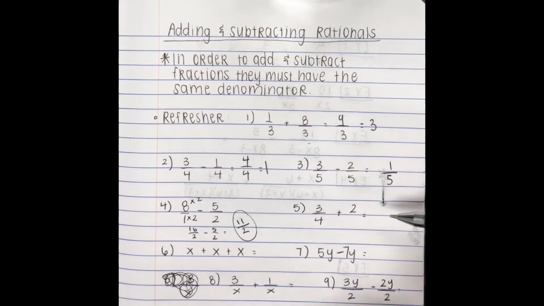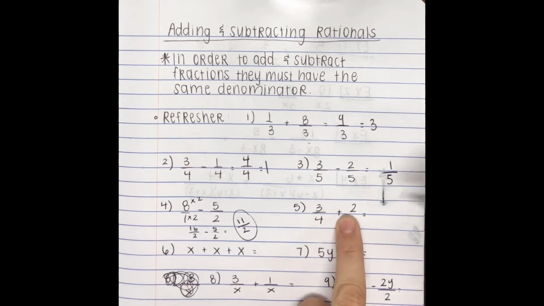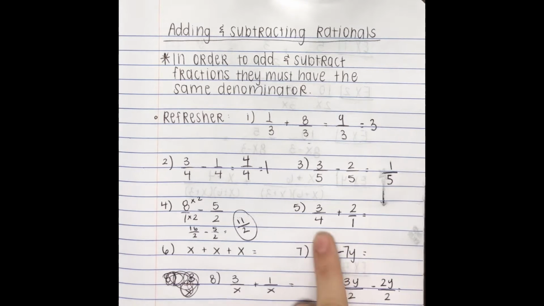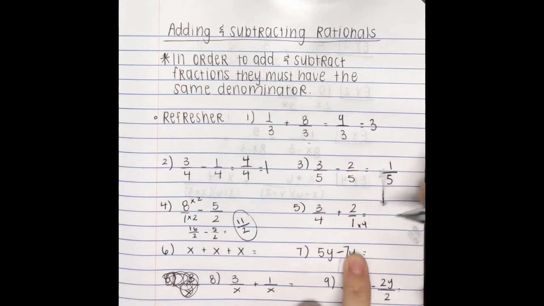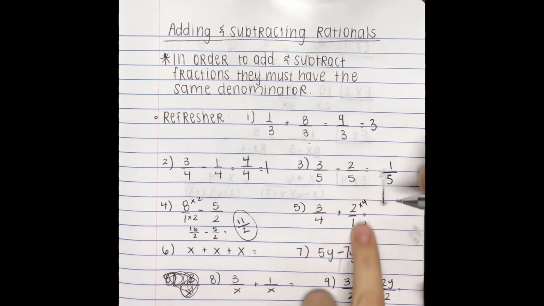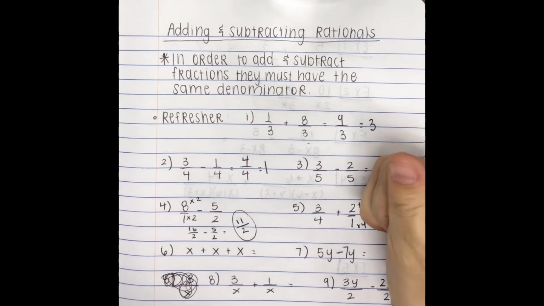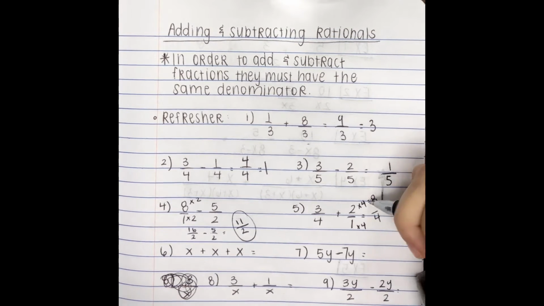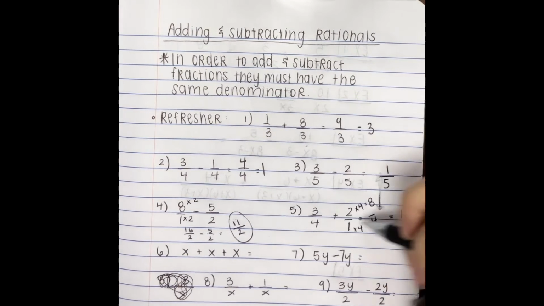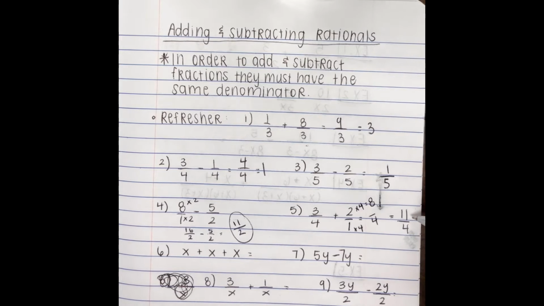Okay. So we're here, 3/4 plus 2, that's 2/1. To make them have the same denominator, I need to multiply 1 by 4. And then I would have to do the top by 4 also. So that would give me 2 times 4 is 8 on top. 1 times 4 is 4 on the bottom. So 3 plus 8 would give me 11 with our denominator of 4 on the bottom.